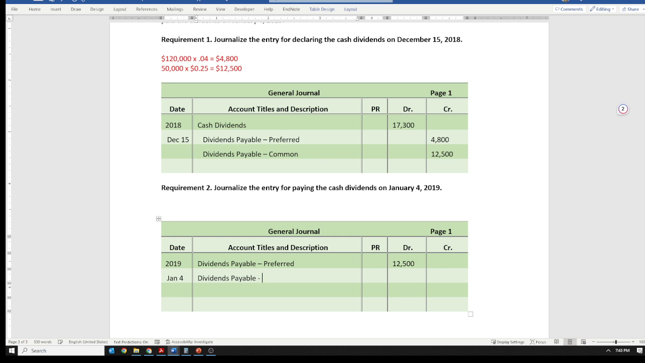So this is probably the easiest problem of the three. Oh, did I go the wrong way? I went the wrong way. I'm saying it's the easiest problem of the three, and I went the wrong way. The common was 12,500. There we go. And then we're paying out cash, so cash is credited. We're cutting those checks. There you go, and that is it. That is our journal entries for cash dividends.